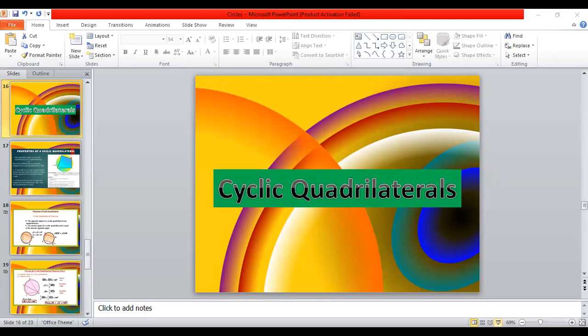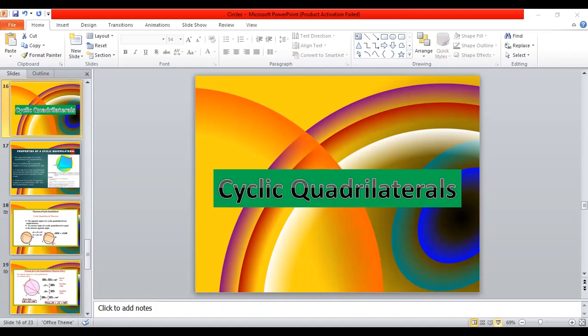Now, what is this cyclic quadrilateral? Cyclic, just like cycle, refers to a circle. What is quadrilaterals? We learned that one. Quadra means four. Laterals means sides. If we combine that term, we have cyclic quadrilaterals. That will mean a quadrilateral inside the circle. It is a quadrilateral inside a circle, and all of the vertices should touch the circumference of the circle.